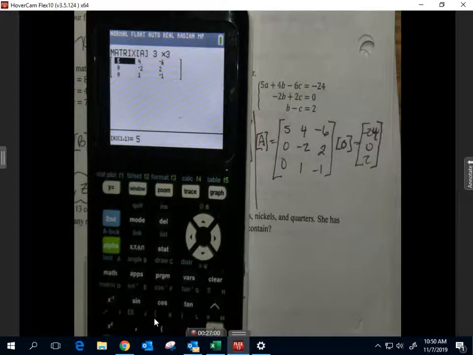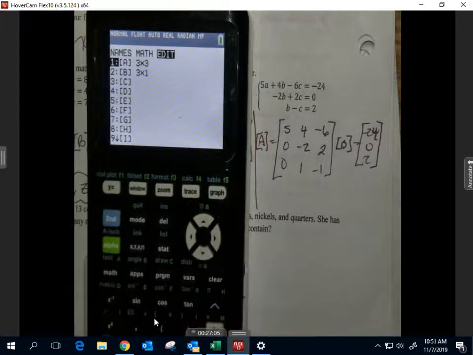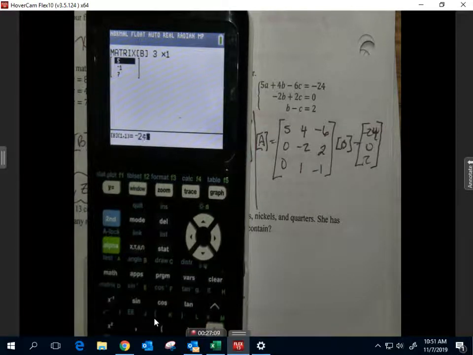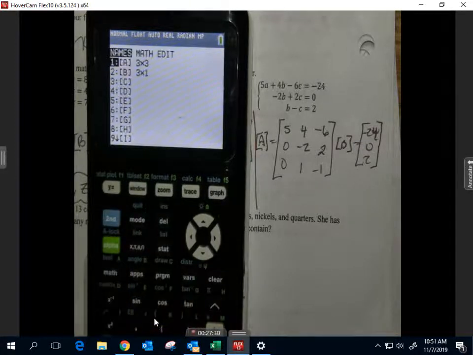Everybody have that? All right, I'm going to go to B now. Second matrix, over to edit, 2. And I have negative 24, 0, and 2. Now I'm going to hit second mode because I want to solve it. So I'm going to hit second matrix 1, inverse, second matrix 2, enter.